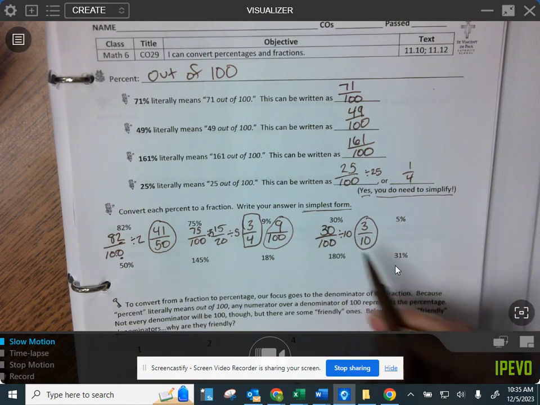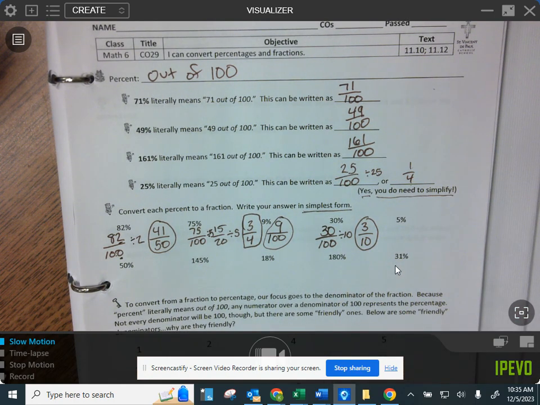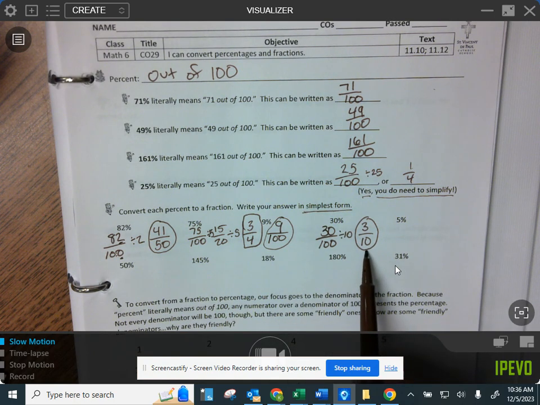I could have divided it by 2 and then divided it by 5, and I would still get 3/10 as my answer. So whether you divide out twice or you get that big number right away, if you found that 10 right away, it doesn't matter as long as you simplify down as low as you can go and you get 3/10 as your answer.